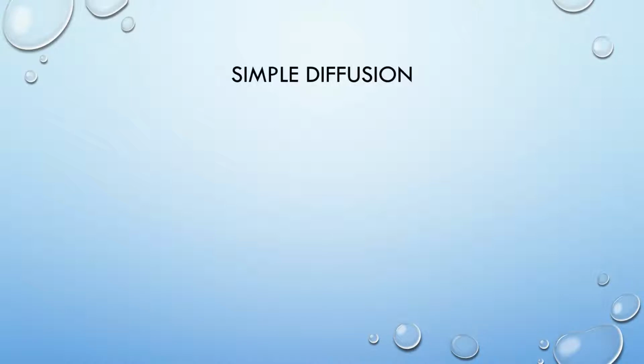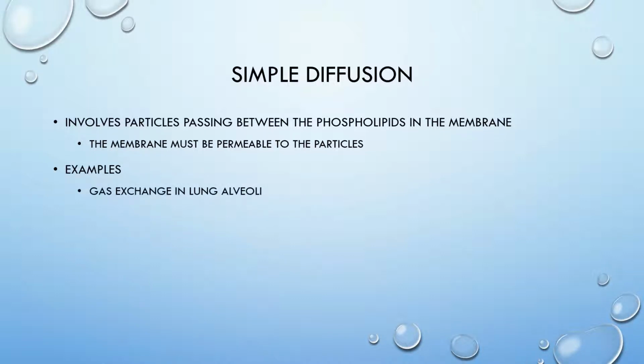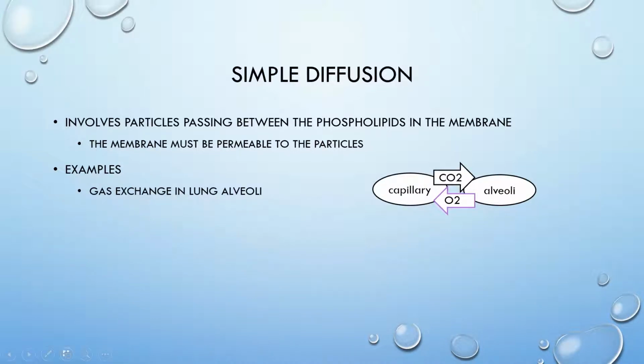Anyways, as I said, there are two types of diffusion. The first type of diffusion is simple diffusion. It involves particles passing directly through the phospholipids in the membrane. The membrane must be permeable to the particles, meaning that the particles must be able to pass through the membrane. Examples include gas exchange in lung alveoli, which is highlighted on the left. So O2 moves from the alveoli to the capillary, while CO2, carbon dioxide, moves from the capillary to the alveoli.